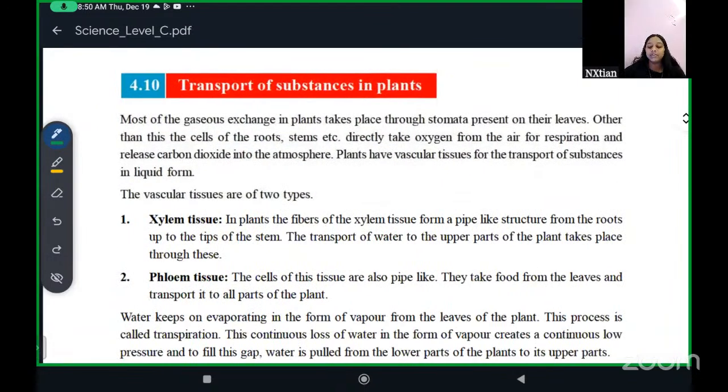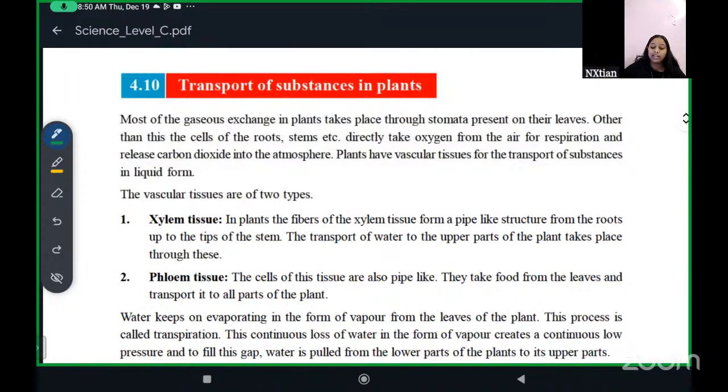All right, yes, transportation of substances in the plants. Now, most of the gaseous exchange, we know, takes place through the stomata that are present on the leaves of the plant. Other than this, the cells of roots, stems, etc., directly take oxygen from the air for respiration and release CO2 into the atmosphere.